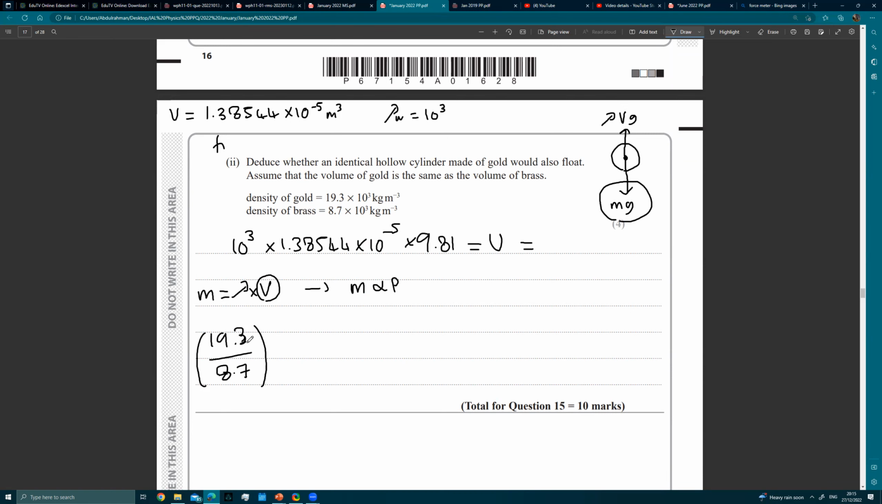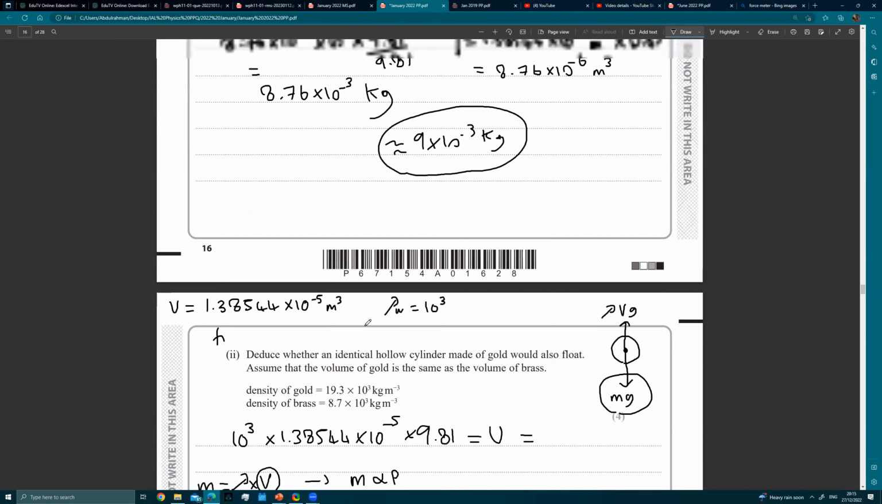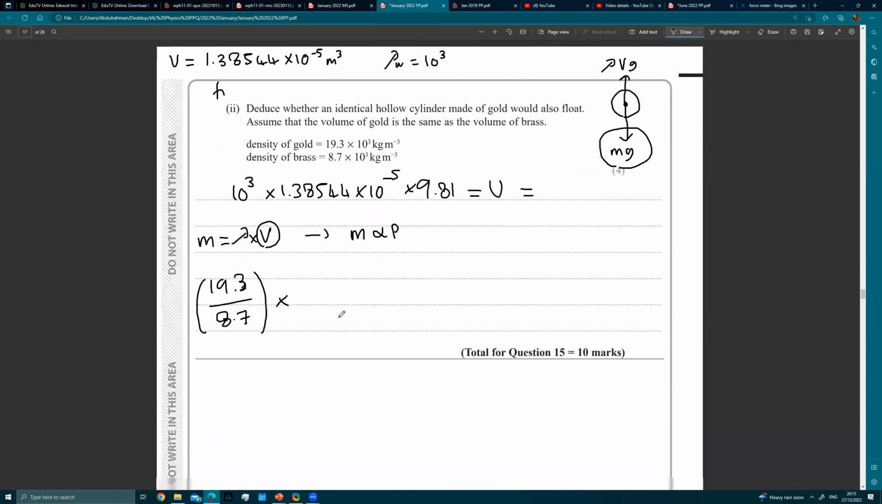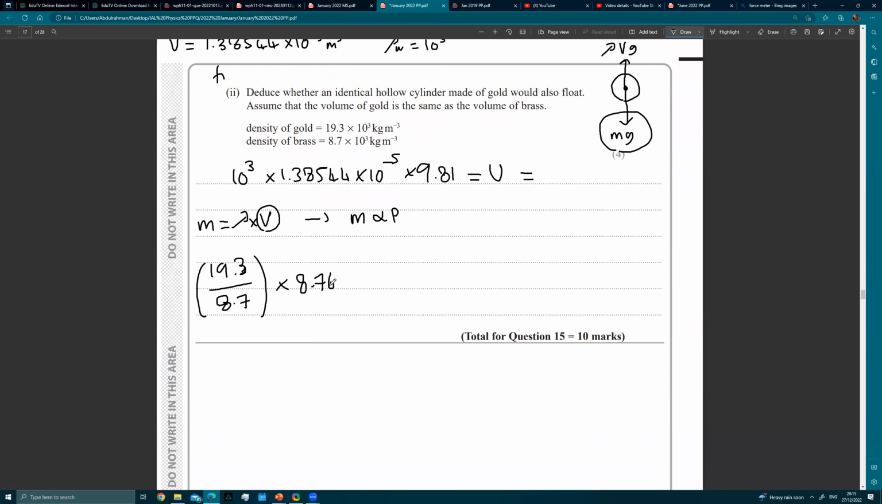So we're going to do 19.3 over 8.7 multiplied by the mass, which was 8.76 times 10 to minus 3. This is going to give me the mass of the gold, and then obviously times it by 9.81. So let's say that the weight, which is mg, is going to give me this. Let's say this answer is equal to A. So let's say A times 9.81. So who did upthrust? What did we get for upthrust?